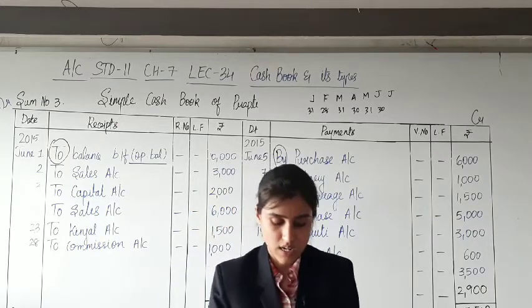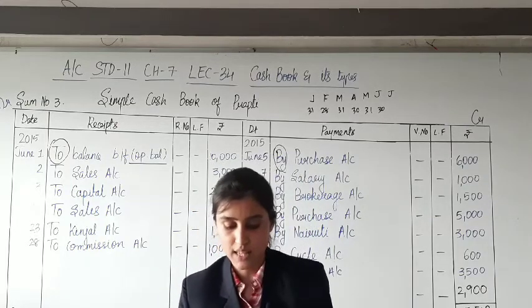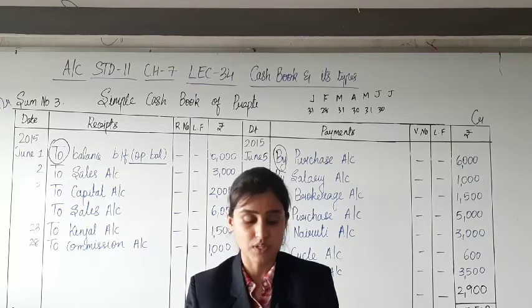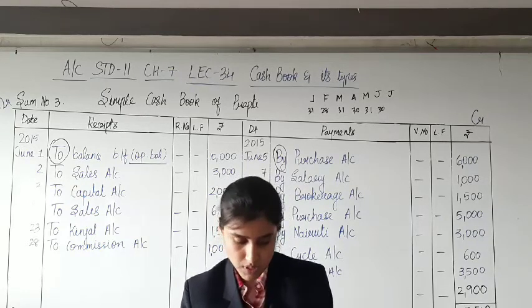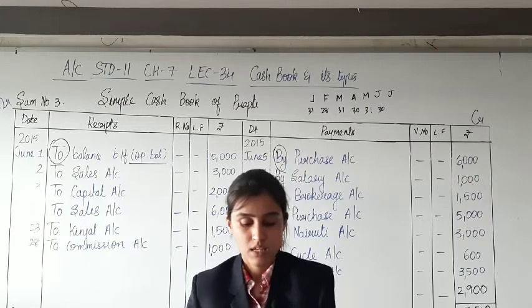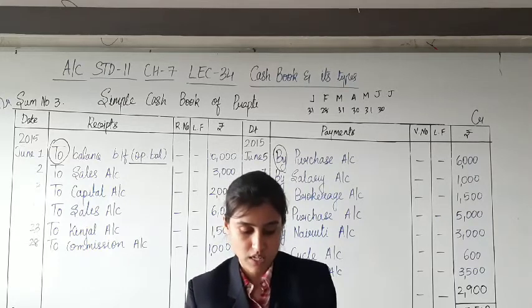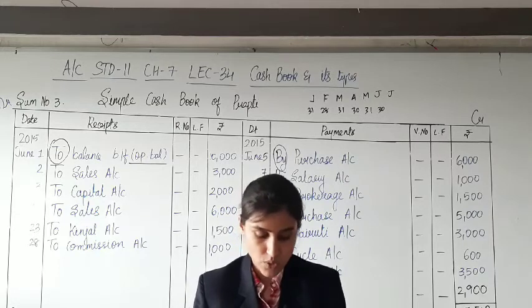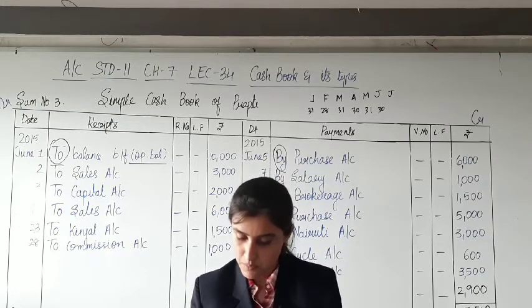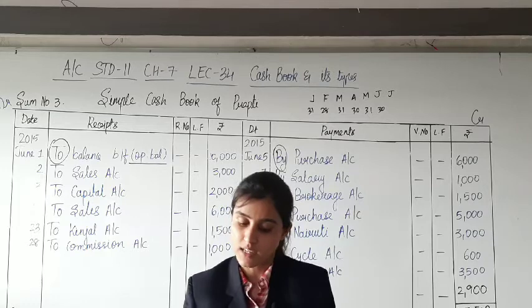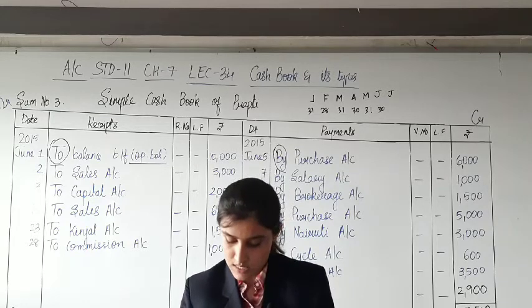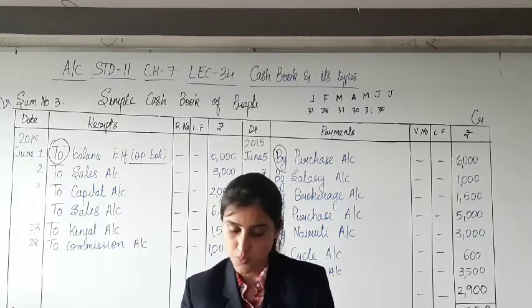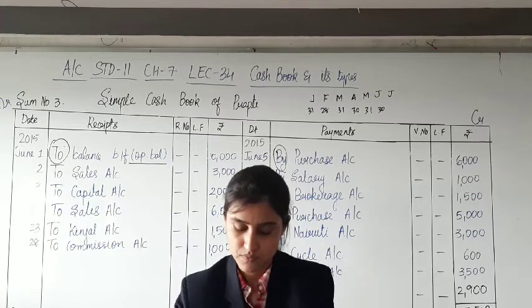We are done understanding simple cash book, and the next thing that we are going to start with is the two columnar cash book. If we are talking about two columnar cash book, we are having three types in it, of which the very first that we are going to learn is of discount and cash. This is given on page number 161 in your textbook.